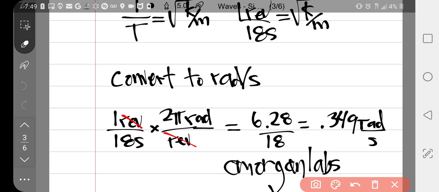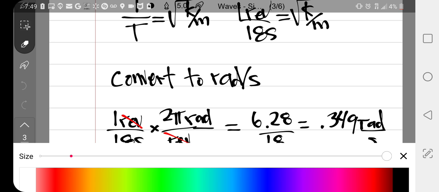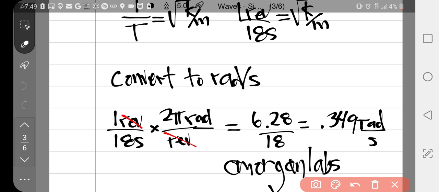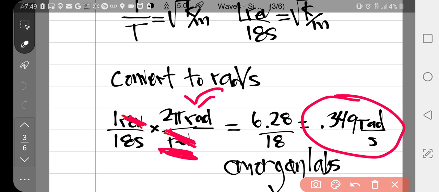We're doing dimensional analysis here. So what we do is we say, okay, we want to cancel out revolutions, but we want to put in its place radians. So you put the revolutions in the bottom, so the revolutions cancel, and you say there's 2 pi radians per revolution, right? And so you multiply everything out, 6.28 over 18, you get 0.349 radians per second. That is your omega, okay?